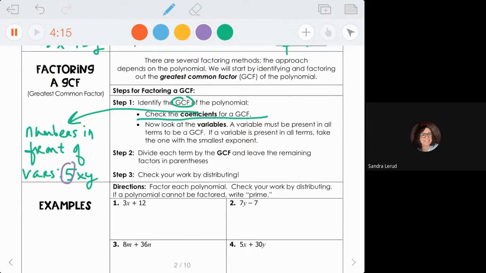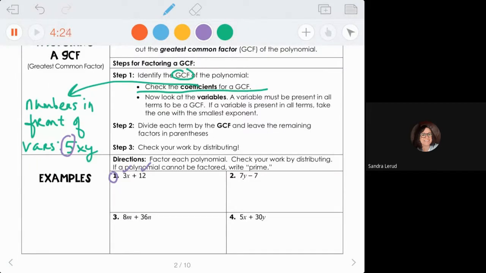So the first thing we do, let's go do that with number 1 down here, is we say, is there any number that I can divide out of both 3 and 12? And the answer is yes, I can pull out a 3. So I'd say my greatest common factor of the coefficients is a 3.